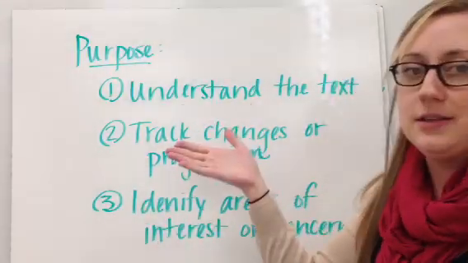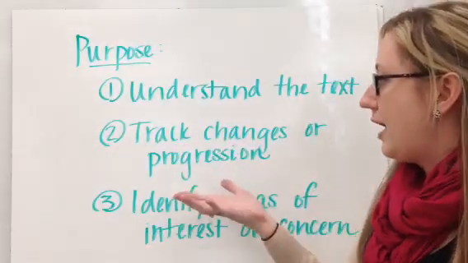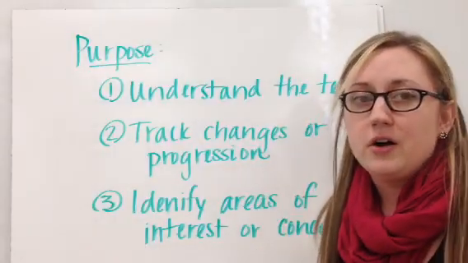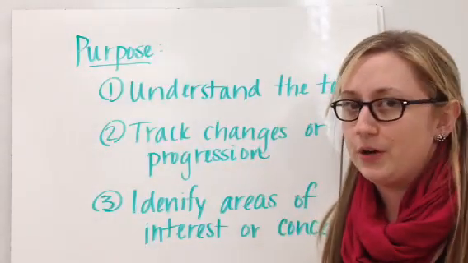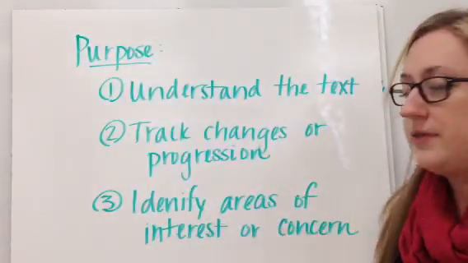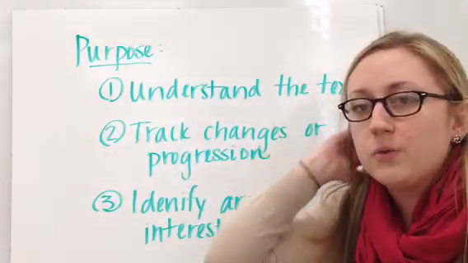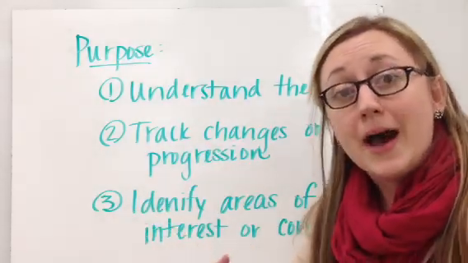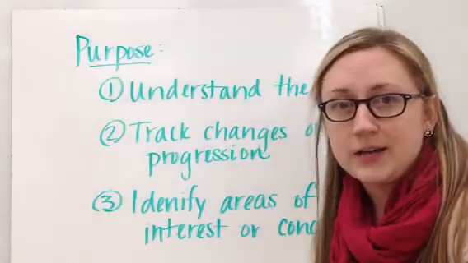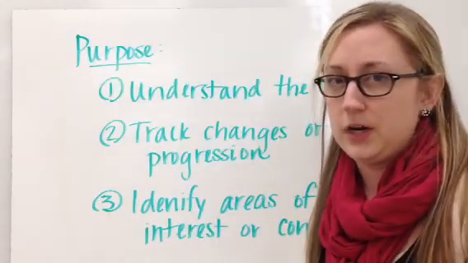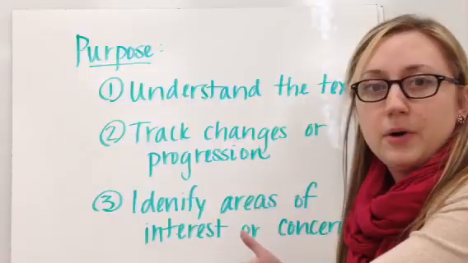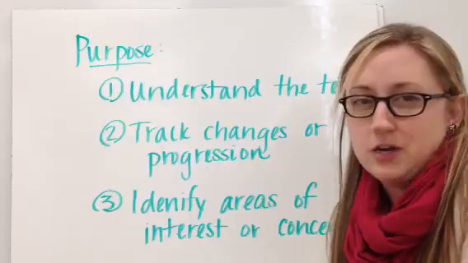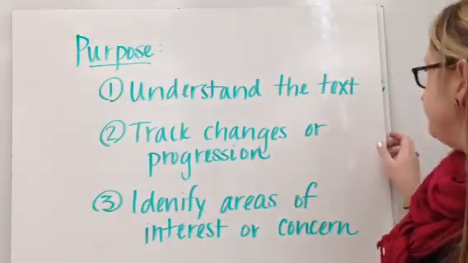So if we are understanding the text, we know what the purpose is, we're tracking the changes or progressions, then we'll be able to also understand what we do know and what we don't know. So we'll be able to identify areas of interest or concern. If there's a word we don't know, if there's a topic or a reference that we want to know more about, that's something we need to mark in the text so that we can go back to those things when we're finished reading. Okay, so there's a lot of different purposes to annotation, but at the core, it all goes back to interacting with that text and making sure we understand what's happening.